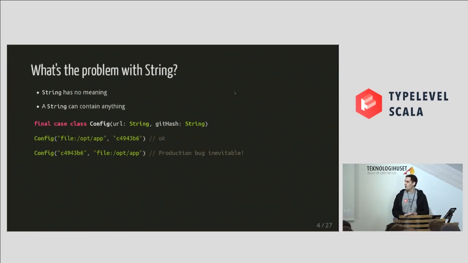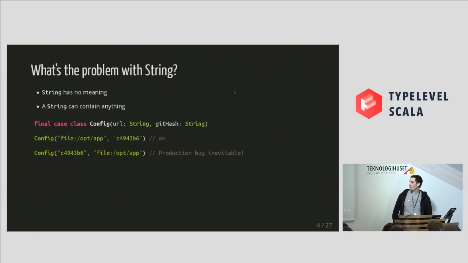So what's the problem with string? A string has no meaning in our domain, and it can contain anything. It could be a file path, a JSON document, a Scala file, basically anything. It's just a sequence of characters of arbitrary length. In an ideal world, we would use string only at the boundary of our programs when we are doing I/O. But the reality is that we use string much too often because it's so convenient.